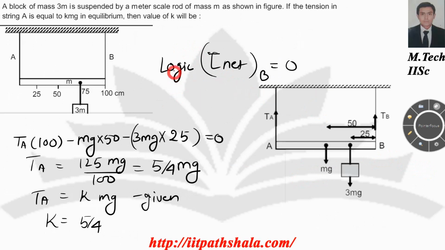Moving forward to the next question: a block of mass 3m is suspended by a meter scale rod of mass m as shown in the figure. If the tension in string A is equal to kmg in equilibrium, then you have to find the value of k. First, draw the free body diagram, which I have done here. Afterwards, if you have equilibrium, then tau at point B should be equal to 0.